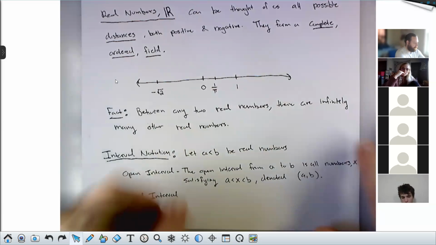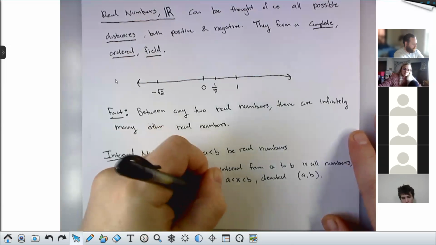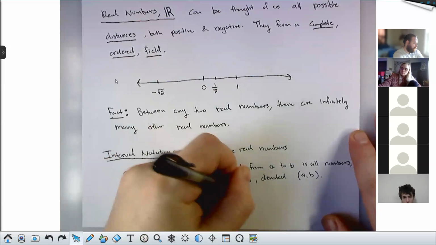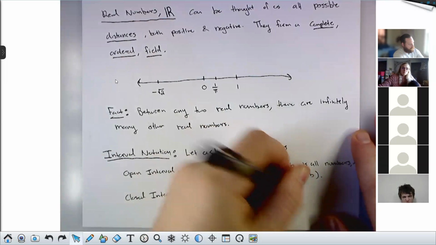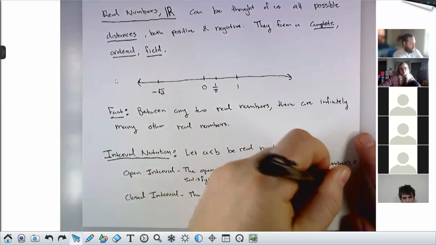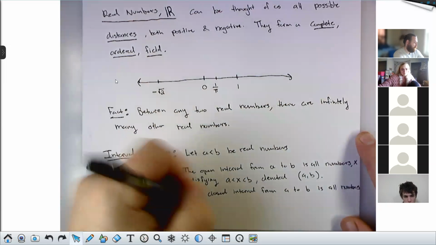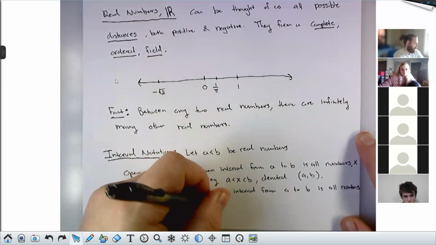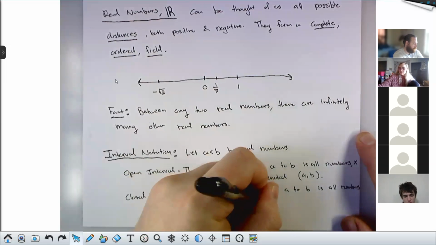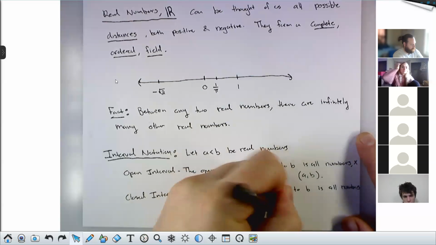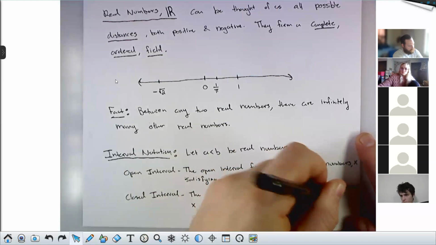A closed interval is similar. You just use a weak inequality instead of a strict inequality. So the closed interval from A to B is all numbers X satisfying A is less than or equal to X is less than or equal to B. And this is denoted using these closed brackets, [A, B].